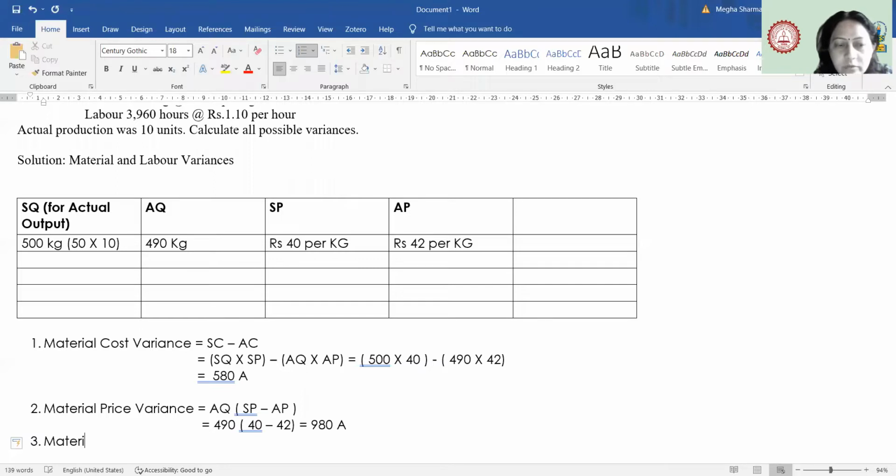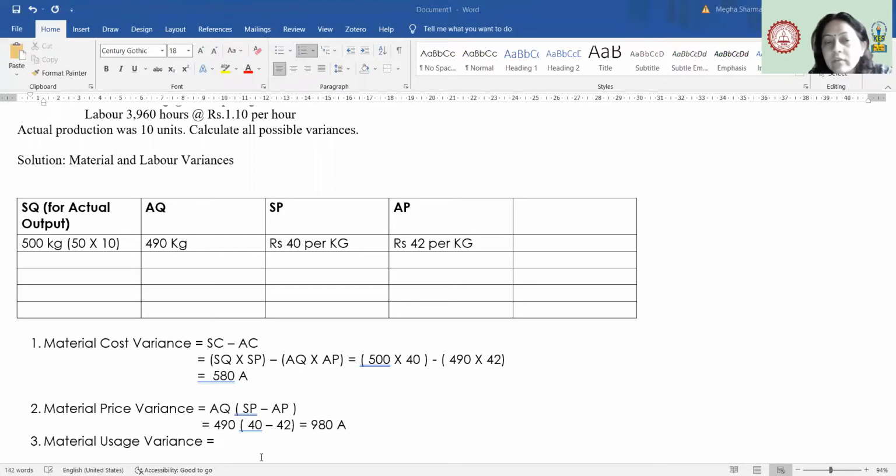Which is your next variance? Material uses variance. Right. Now, in respect of material uses variance, what is the formula? Tell me. Any student from the class, tell me. Material uses variance का क्या formula है? Ma'am, standard price into standard quantity minus actual quantity.